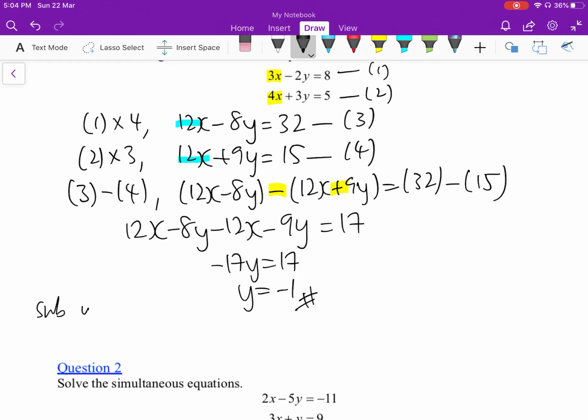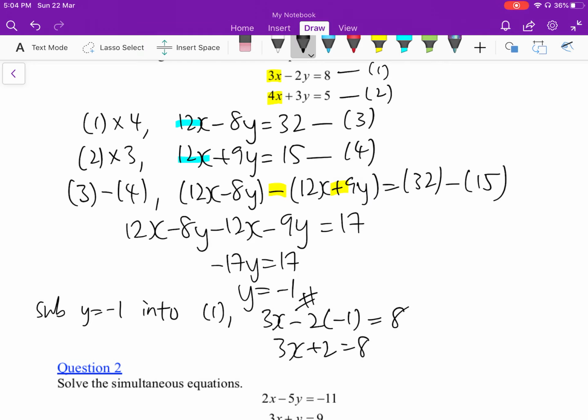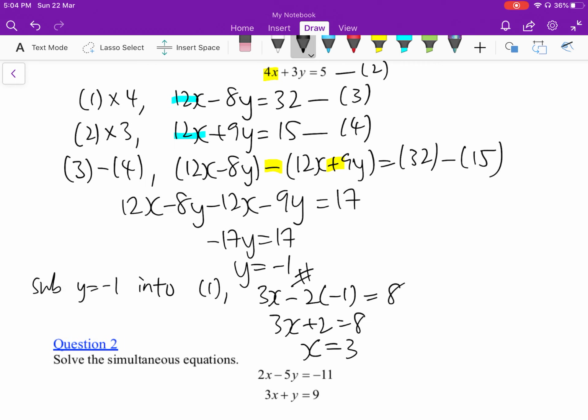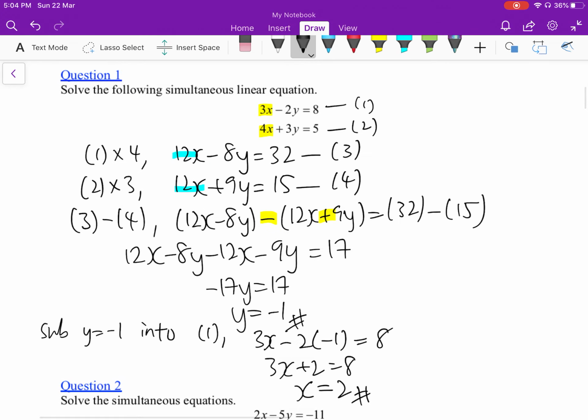You're not done yet. I need to find my x now. So substitute y equals negative 1 into any of the equations to find your x. I choose equation 1. You want to choose 2, 3 or 4, also can. So 3x minus 2 bracket negative 1 equals 8. 3x plus 2 equals 8. So you go and solve. 8 minus 2, 6, divided by 3, you get 2. So you got x equals 2, y equals negative 1.